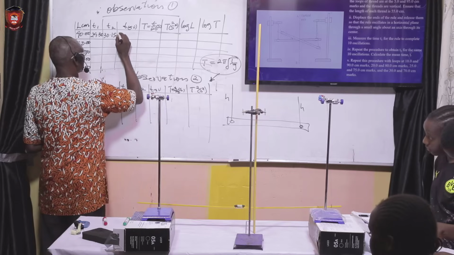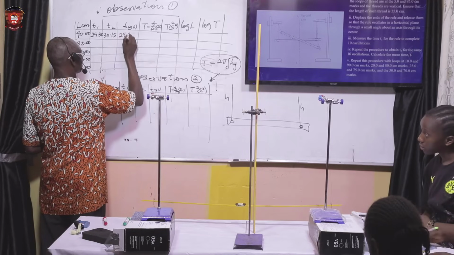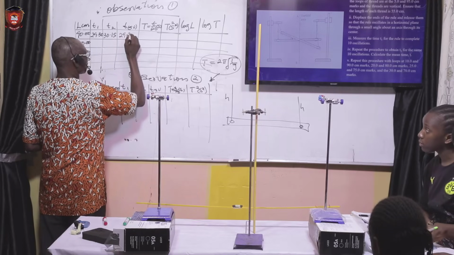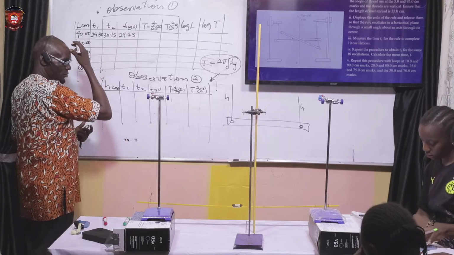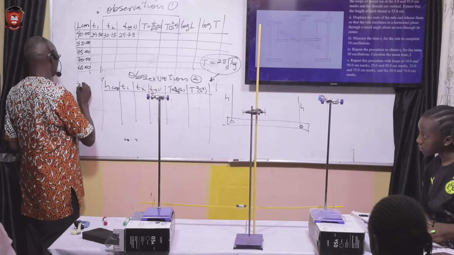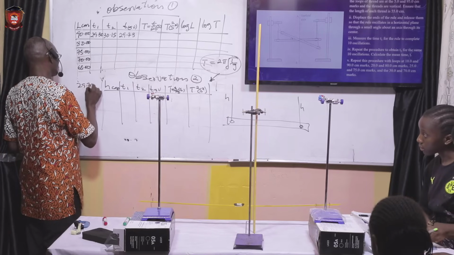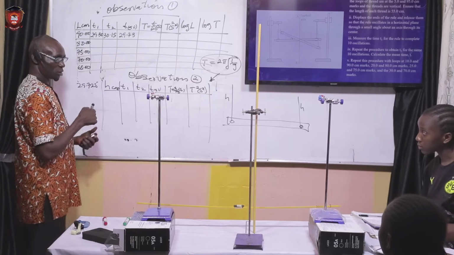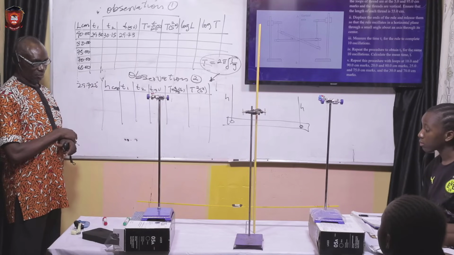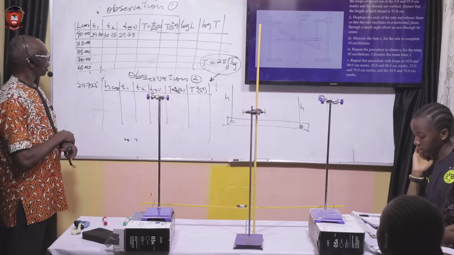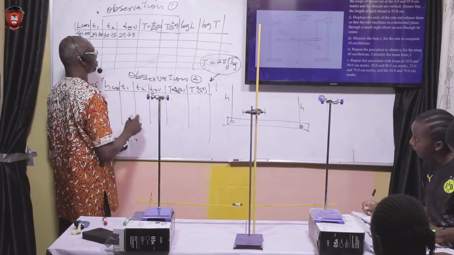$29.7. That's 7, 3. It must be 2 decimal places. 29.725 cannot be recorded here. It must be 2 decimal places.